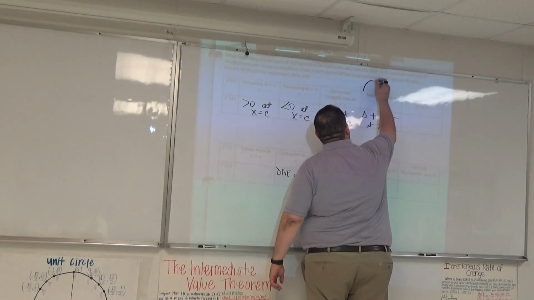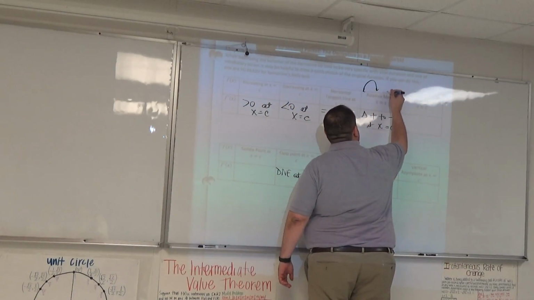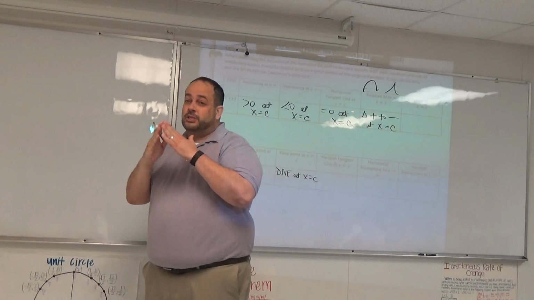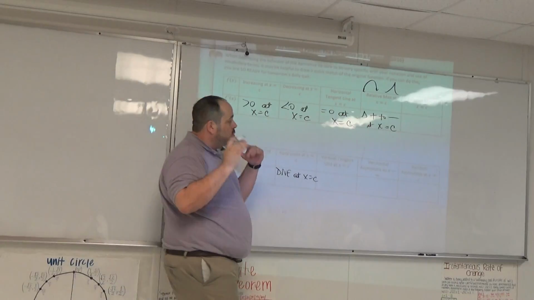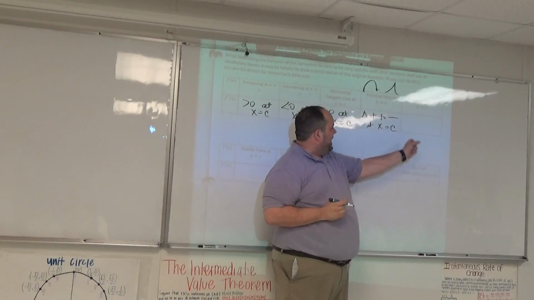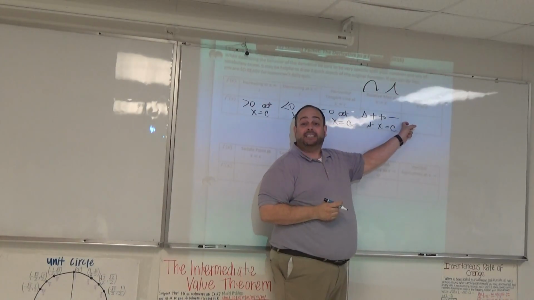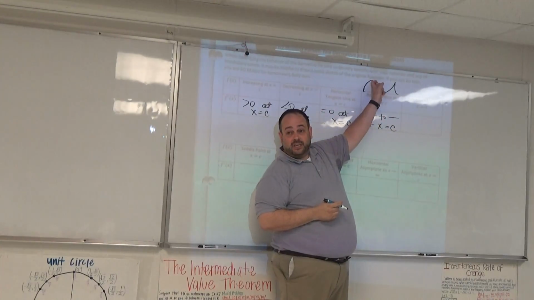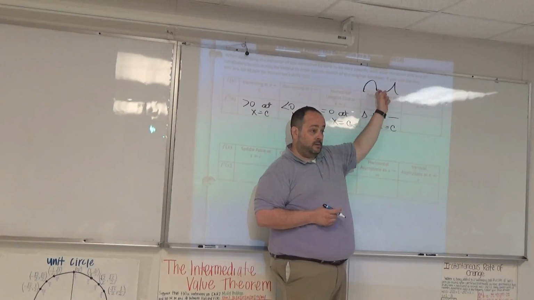A relative max could look like that, but a relative max could also look like that. It could be a cusp point, which is why the only thing you can say for sure at a relative max is that your derivative changes from positive to negative at x equals c. Don't start making statements about derivatives equal to 0. No, sir. Don't do it.